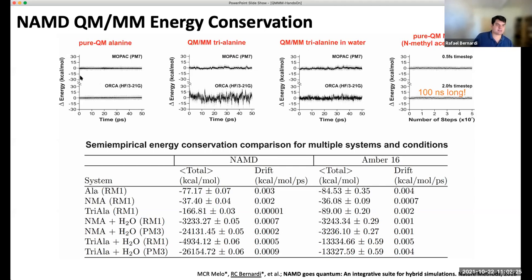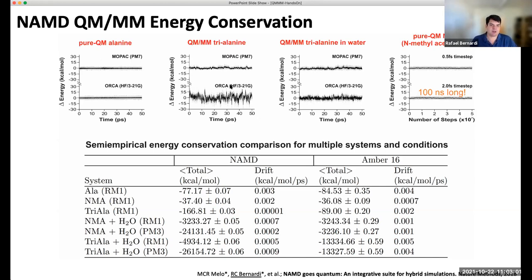So if you look here, this is the energy conservation. You can see how much your energy is changing for a pure QM alanine, doing the QM/MM simulation using NAMD with MOPAC and ORCA. You can see that the energy is pretty stable. This is just the delta energy. We take the energy from the beginning and see how much it changes. Same thing if we do the 3-alanine where there is a QM/MM bond. Here is just QM, here is QM/MM, where one of the alanines is QM and the other two are classical. You can see that this oscillates, but it's still around zero. Same thing here, it oscillates, but it's still around zero.